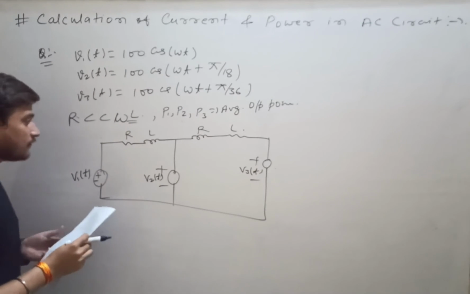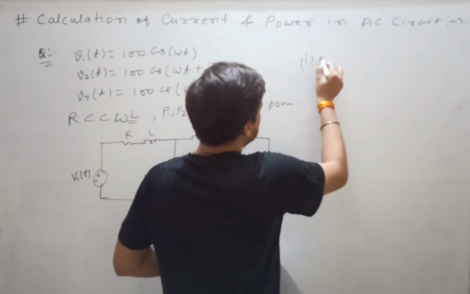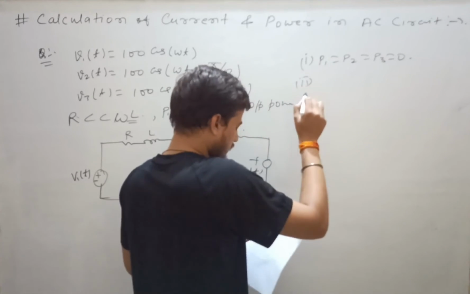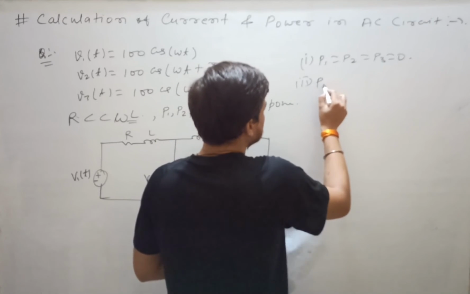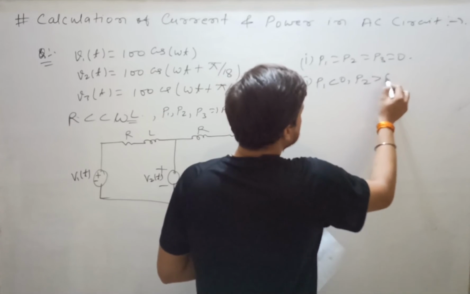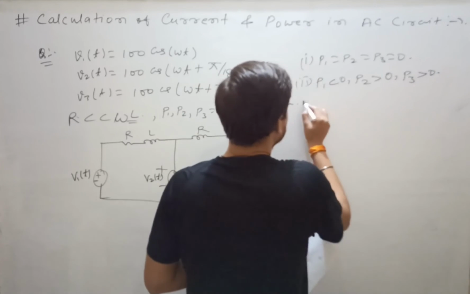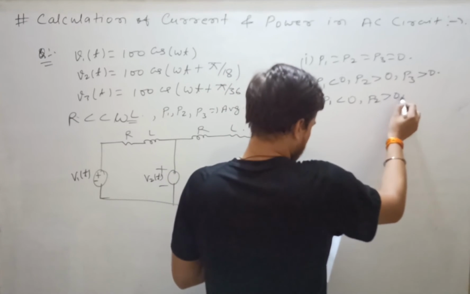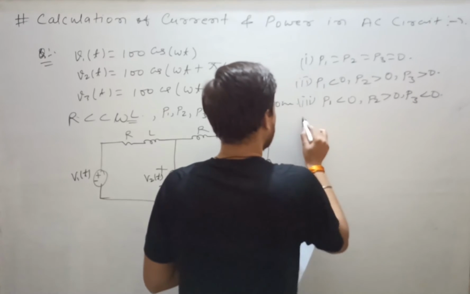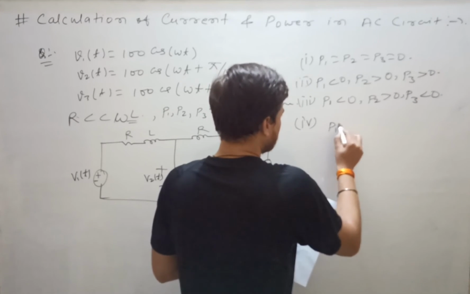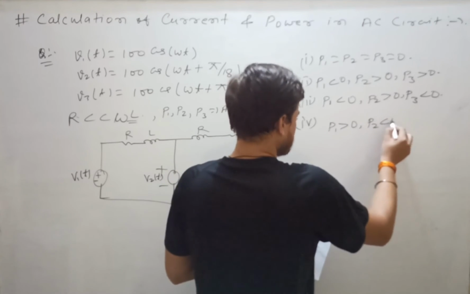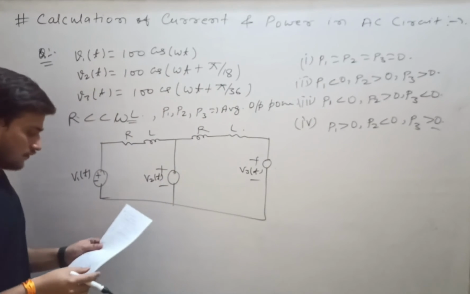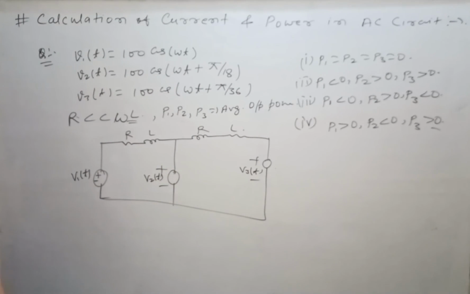Now they are giving you four options. First option is P1 equal to P2 equal to P3 equal to 0. Second option is P1 less than 0, P2 greater than 0, P3 greater than 0. Third option is P1 less than 0, P2 greater than 0, P3 less than 0, and fourth option is P1 greater than 0, P2 less than 0, P3 greater than 0. They are asking out of the following, which option is correct?